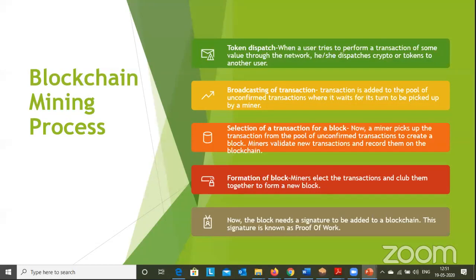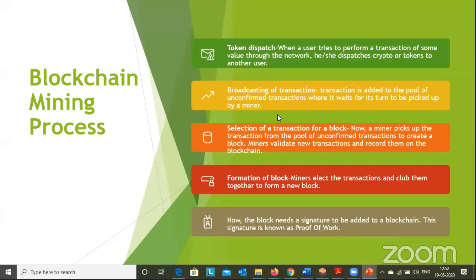The first step is token dispatch. Token dispatch is nothing but whenever we are sending some cryptos or tokens from one wallet to another wallet in the blockchain or Bitcoin network, the transaction should be distributed or broadcasted. That is token dispatch. When a user tries to perform a transaction of some value through the network, the cryptos will be dispatched. After token dispatch comes broadcasting. The transaction will be sent to all the nodes in the blockchain network. So that is broadcasting of the transaction.